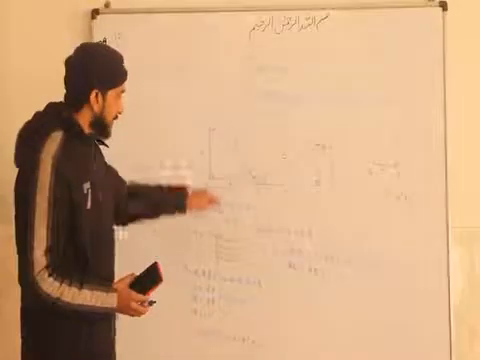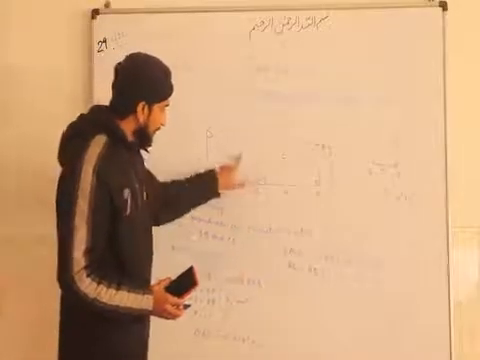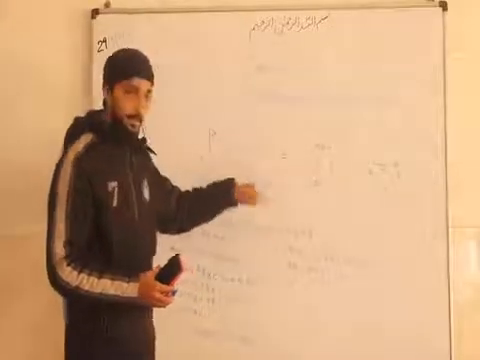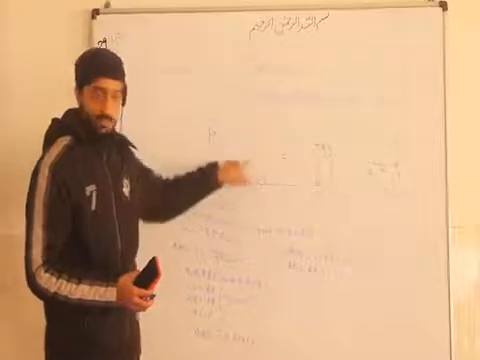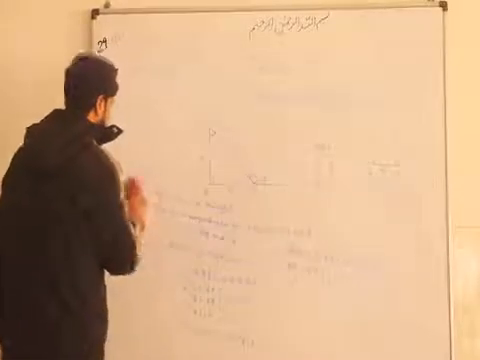Okay, so after proving these two sides are equal and these two angles are equal, our next aim is to prove this triangle is a right triangle. Okay, so let's see this.